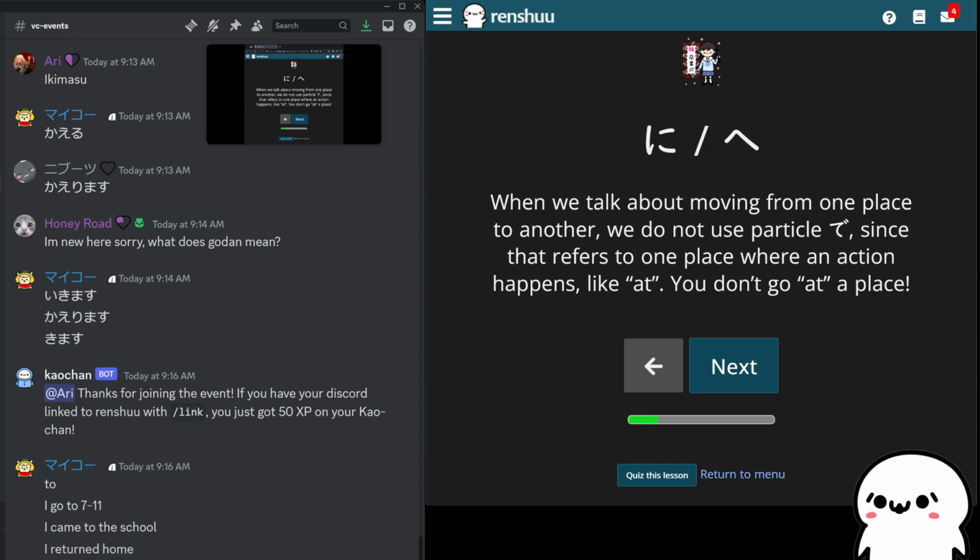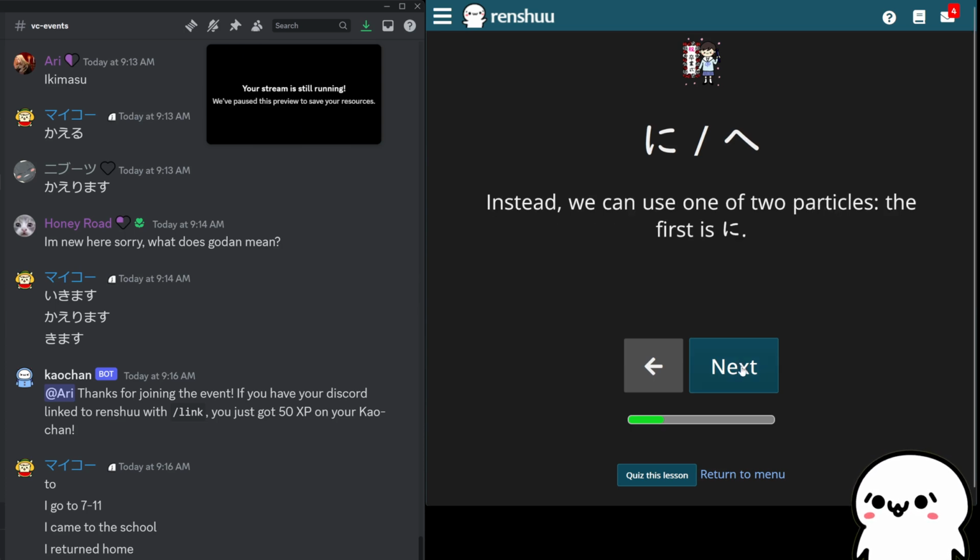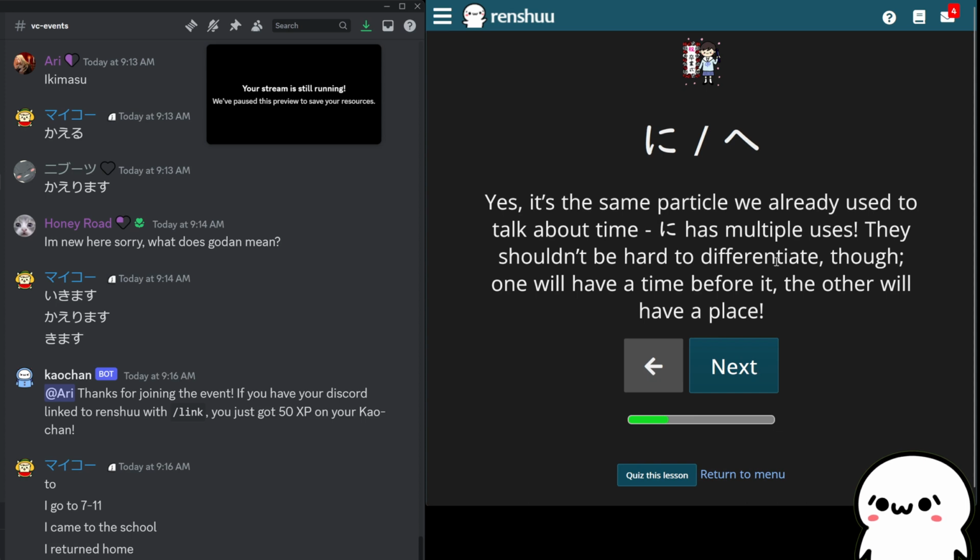Not always, though. I return or returned home. There's no "to" in there. So you're not always going to get that clean translation. So I wouldn't expect it. I wouldn't rely on it. Now, there's two particles here. There's ni and then there's e. And we're going to talk about the difference between the two.